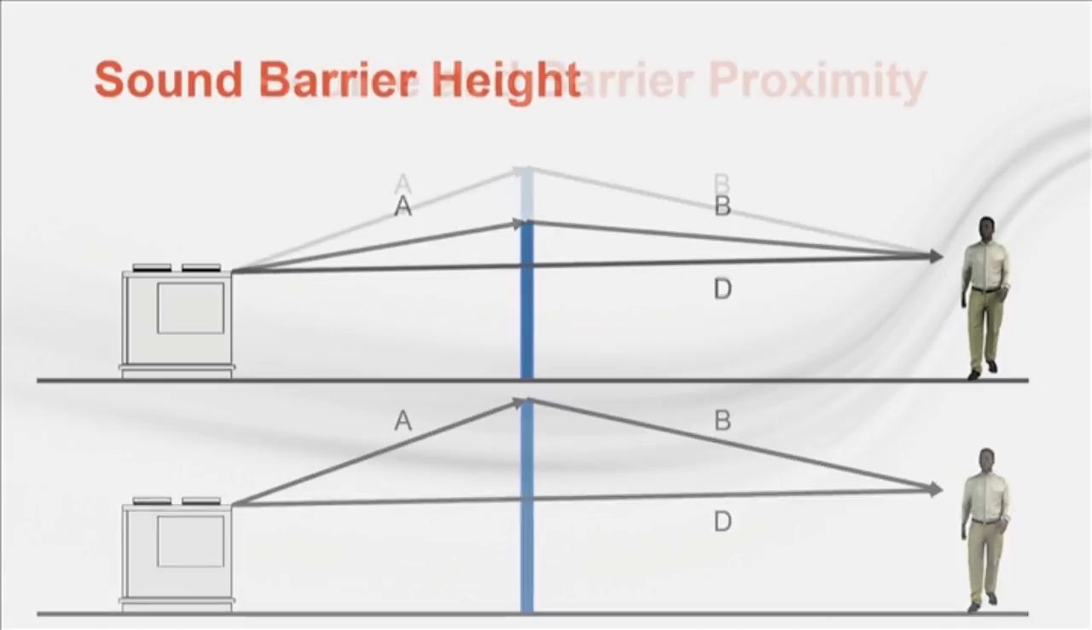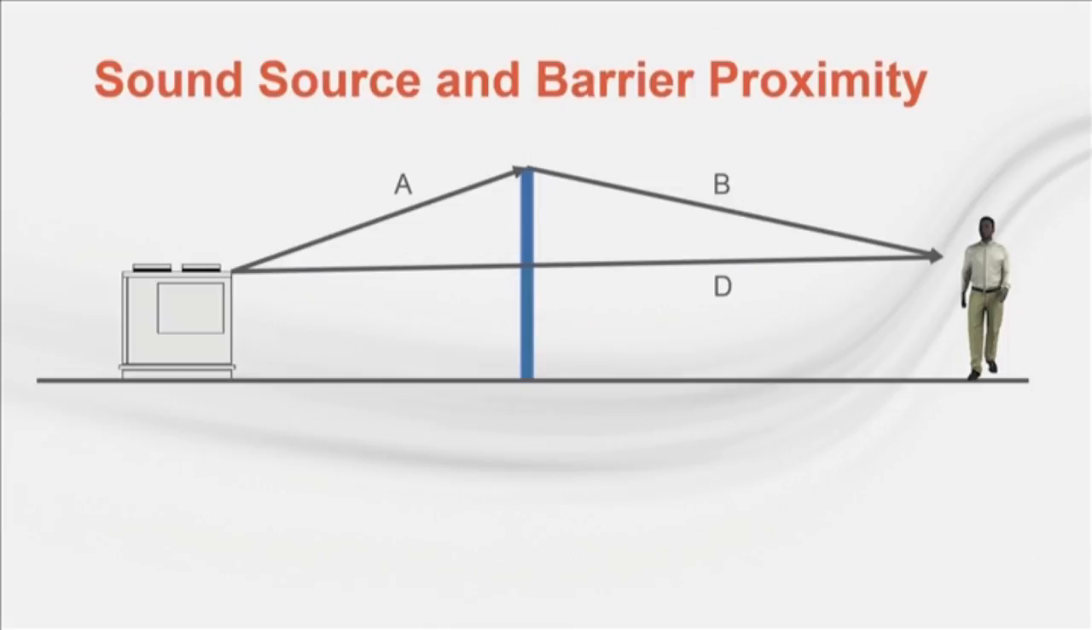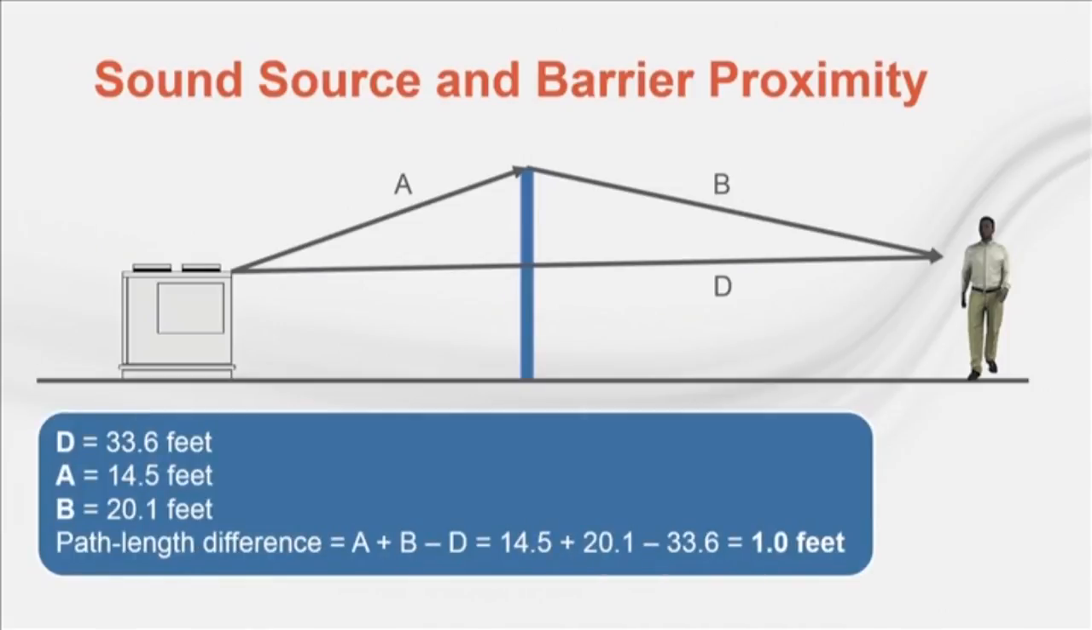Taller barriers increase sound attenuation. So let's put some numbers into this example. Here, the total linear distance from the source to the receiver, or D, is 33.6 feet. But the sound must actually travel over the 10-foot barrier along paths A and B, or a distance of 14.5 and 20.1 feet, respectively. Plugging this into the equation yields an answer of 1 foot.